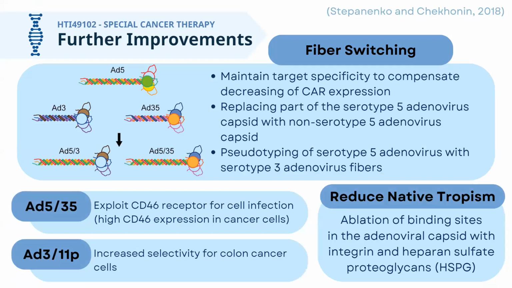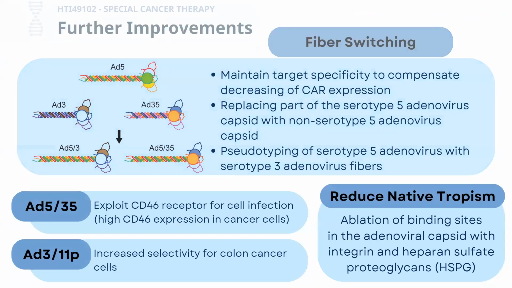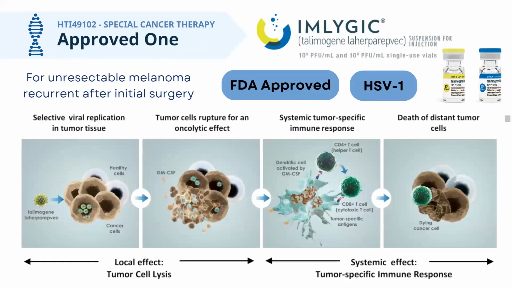Another improvement we would like to achieve is to reduce the native tropism. So we talk a lot about oncolytic virus therapy. Is there any FDA-approved drug? Yes. This one uses HSV1 as the virus, and it is used to treat resectable melanoma recurrent after initial surgery. As you can see, it has a local effect, which is tumor cell lysis, subsequently followed by a systemic effect with a tumor-specific immune response, because the lysed tumor cells will release a lot of signaling particles to induce the immune response.